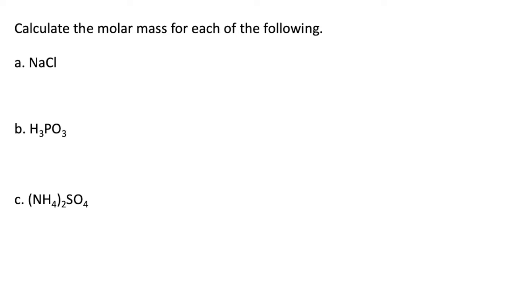So to calculate the molar mass for these elements, we first have to look at A, the mass of each element that's in the compound from the periodic table, and B, how many of each of those elements we have in the compound. So let's start with sodium chloride. The first thing I'm going to do is count the number of each type of atom, make a tally sheet. I have sodium, 1, and I have chlorine, 1.